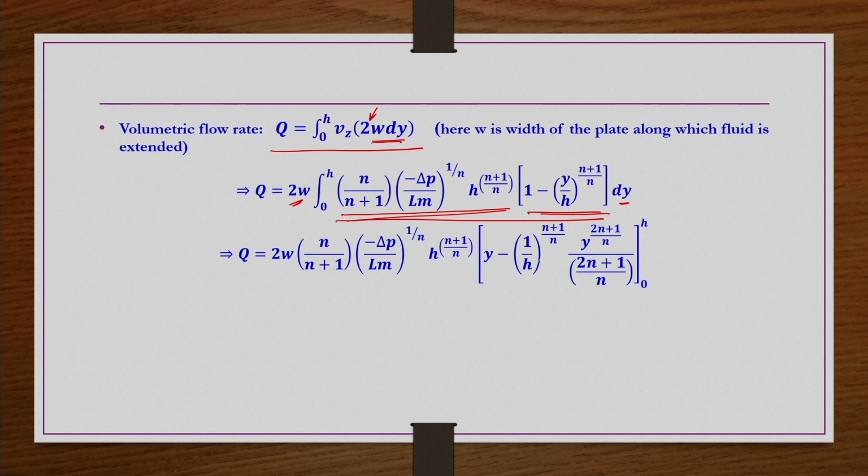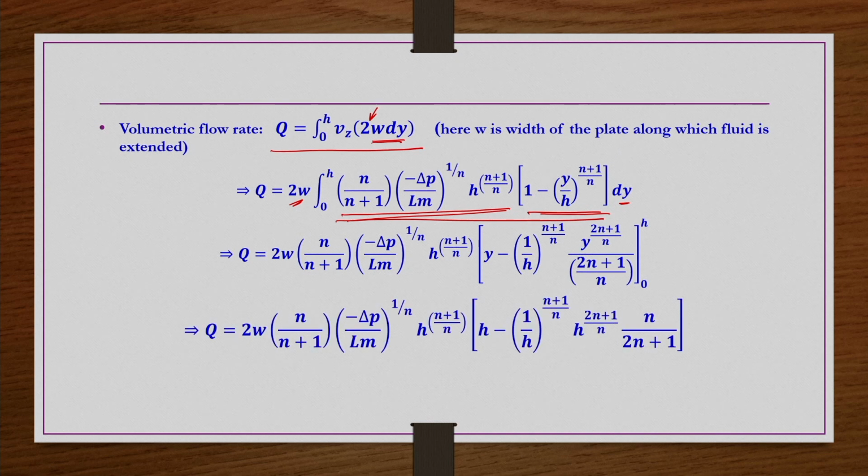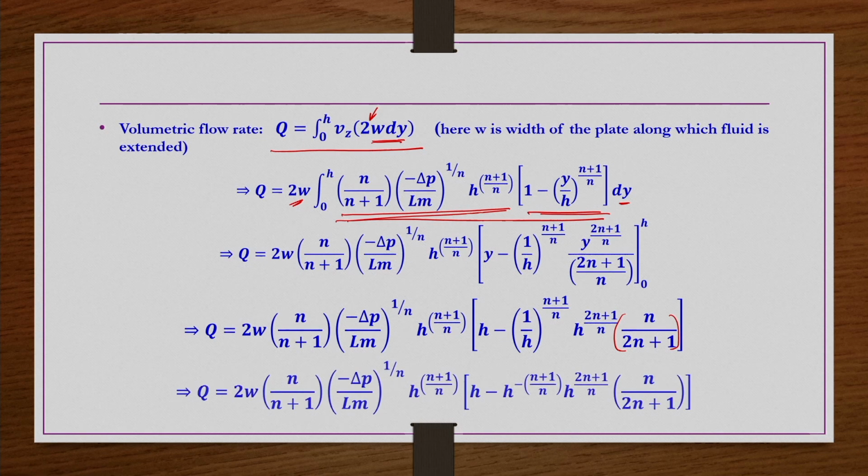Then from the second term, 1 by h whole power n plus 1 by n is a constant that you take common, and then integration of y power n plus 1 by n is nothing but y power 2n plus 1 by n divided by 2n plus 1 by n, and then limits 0 to h. When the lower limit is 0, both the terms should be 0. So, when you substitute the upper limit here, we have h minus 1 by h whole power n plus 1 by n, h power 2n plus 1 by n multiplied by n by 2n plus 1, right. So, this is what we have.